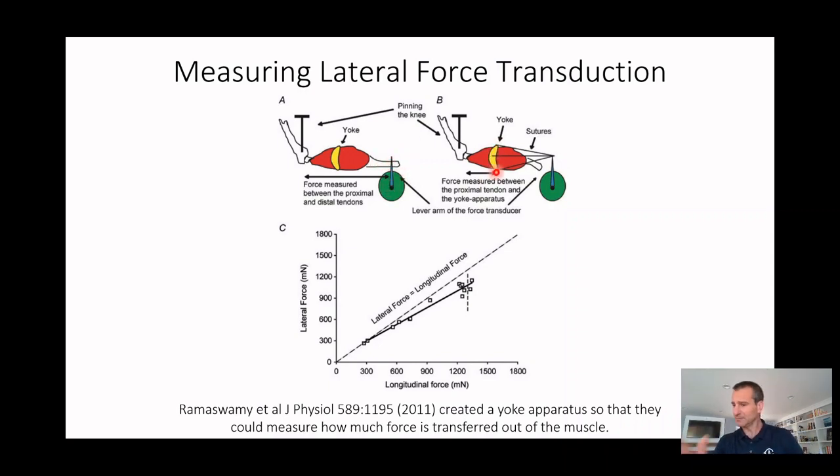So they would have either force measured at the tendon or force measured at the yoke. If the force measured at the tendon is longitudinal force and it's going to be a lot or all of the force, then when you measure force at the yoke, it shouldn't really do anything. And you shouldn't see any force. But what you see in this situation is that this is the force measured at the tendon on the x-axis. That's the longitudinal force. The lateral force measured at the yoke, now what you see is that force is going up almost exactly with the longitudinal force. So that means 100% of the force is coming out there. When you get up to higher forces, we're seeing that it's going down.